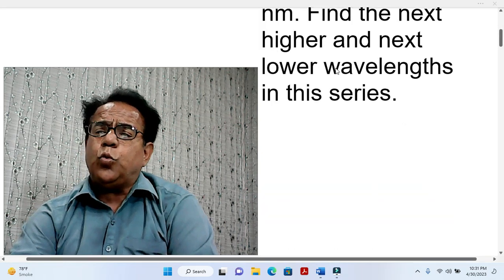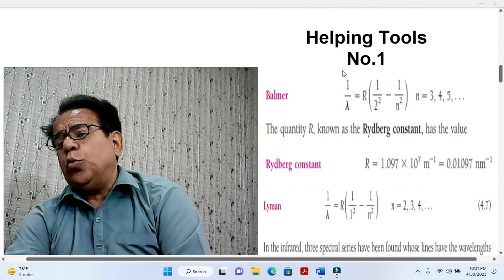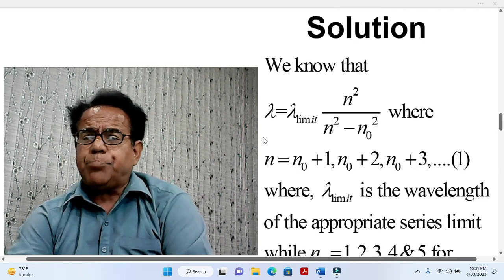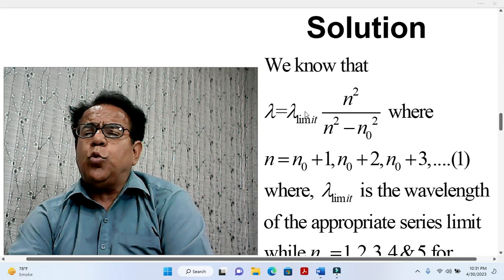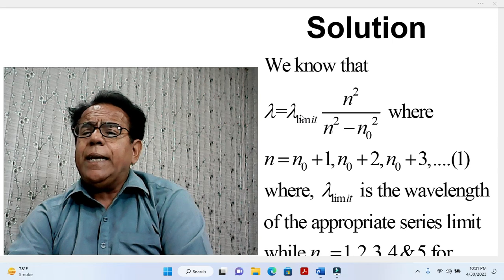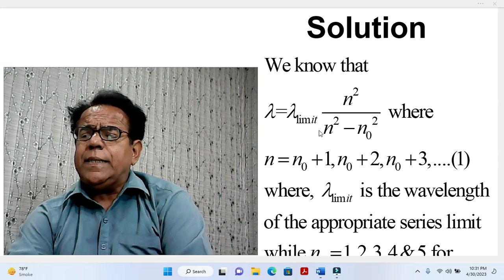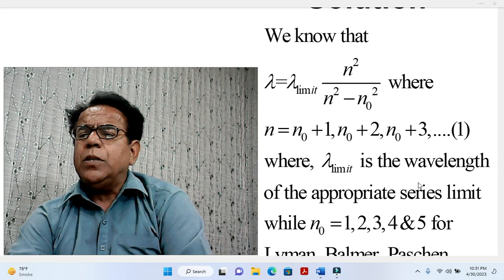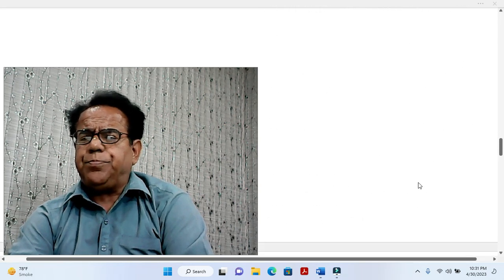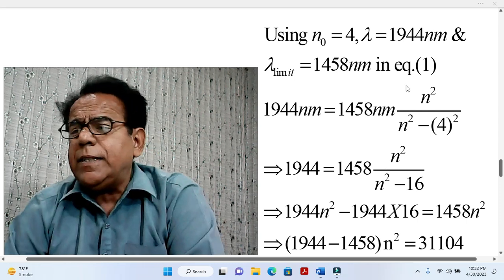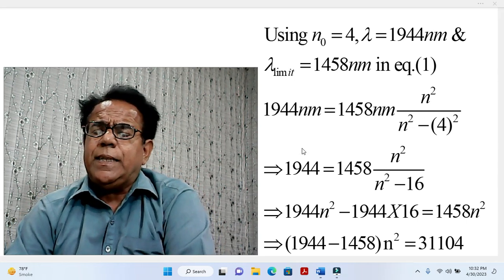So once again we go to equation number 1. Both those values have been used, one here and one there, and we have already seen that for Brackett n naught is equal to 4 and n begins from 5. So it is quite clear, nothing ambiguous.